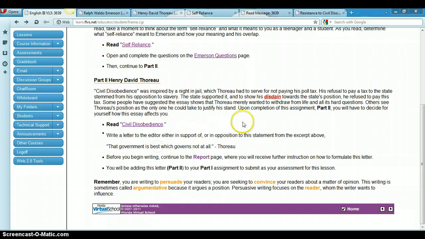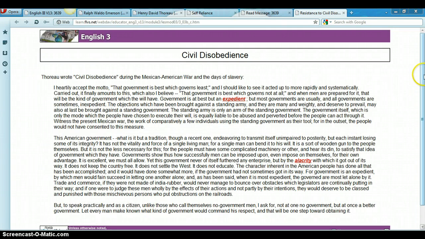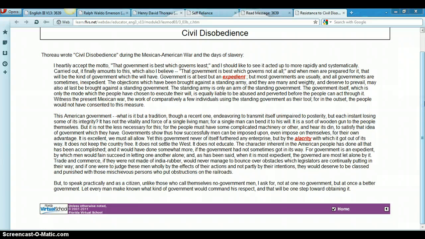So let's go ahead and open up civil disobedience. You can see that it's not actually that long. The cool thing about this is that Thoreau wrote this after he spent the night in jail, and he spent the night in jail because he didn't pay his taxes, and he didn't pay his taxes because he didn't want to fund slavery. So if you kind of think about his mindset during that time, it'll help you understand this a little bit better. And what he talks about here is he says the government is best which governs least. So you want to think about what that's saying, and then you're going to write a letter to the editor about whether or not you agree with him.